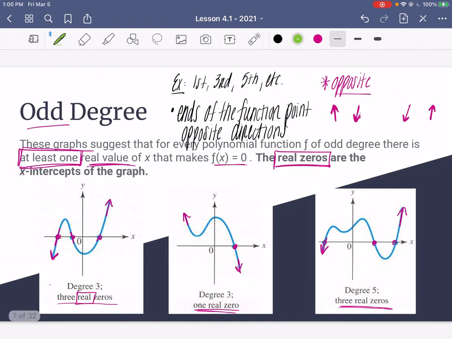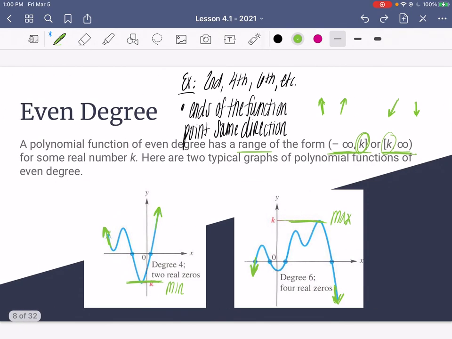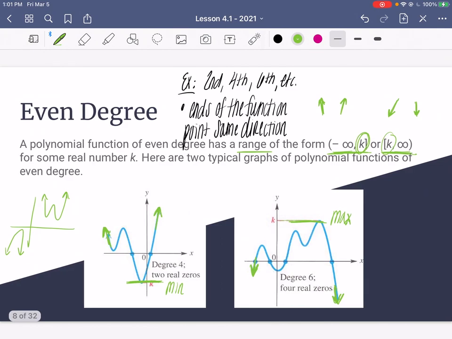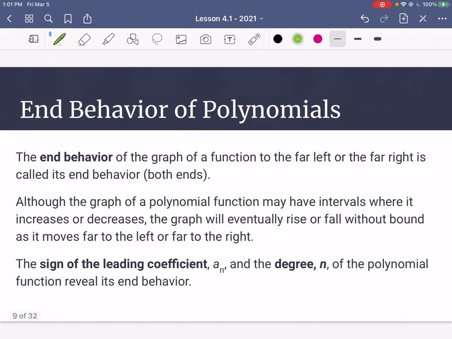And then the other thing to note is that even degree polynomials don't necessarily have a real zero or a real x-intercept like we see here, because they can be situated completely above or below the x-axis. For instance, you could have an even degree polynomial that looks like that, and it's completely above the x-axis and it's never going to cross it. Or you could have one that's completely below the x-axis and never crosses it either. So there's not a guarantee for even degree polynomials that it's going to have a real x-intercept or real zero.